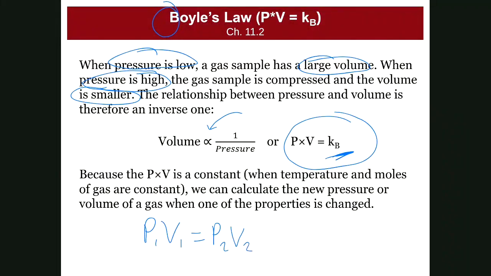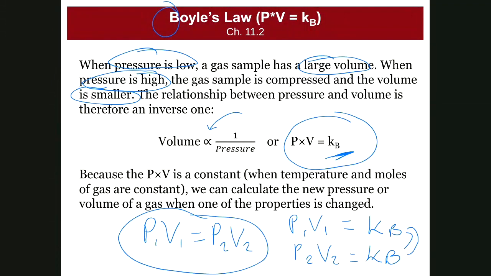So that comes from the fact that we have pressure 1 and volume 1 at our first state of the system equal to K, and pressure 2 and volume 2 at our second state, the changed state of the system, is also equal to K sub B. So, because K sub B is the same, we can say that these are the same.